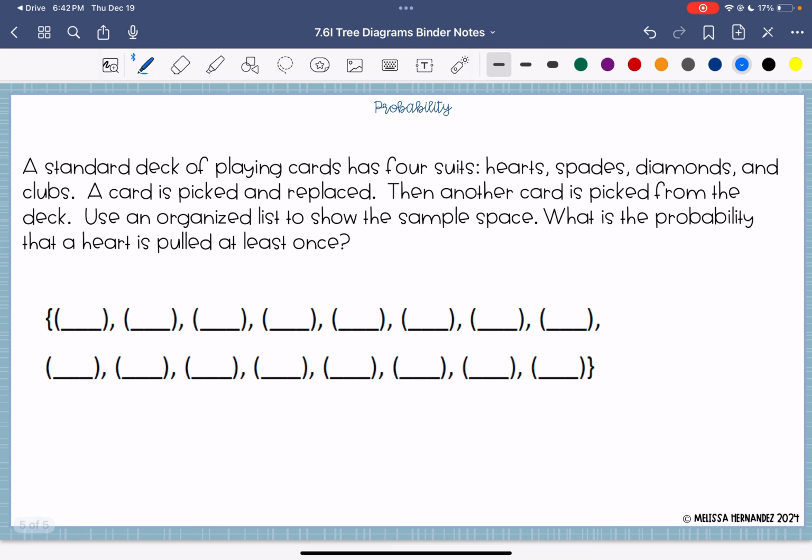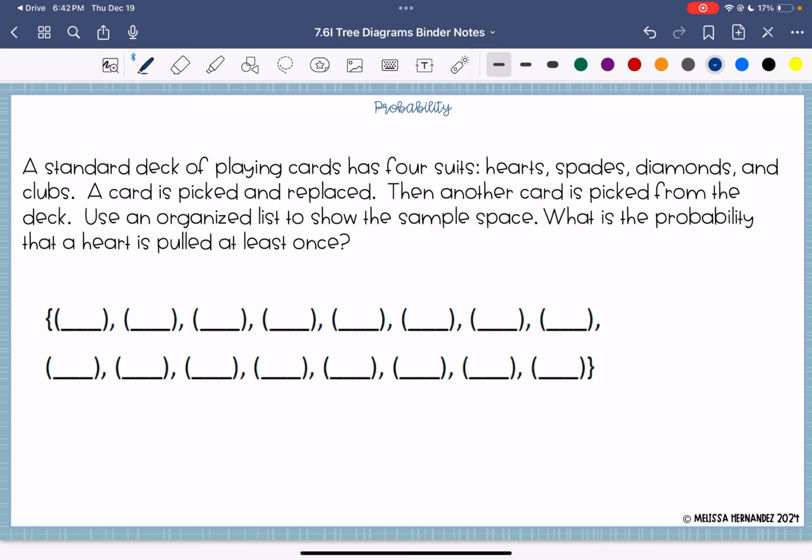So a standard deck of cards, which is very popular for probabilities. A standard deck of cards has 4 suits: hearts, spades, diamonds, and clubs. A card is picked and replaced. So in other words, the first event doesn't affect the second event because you're putting it back. And so you get a standard deck of cards, 4 suits, 52 cards in a deck. What's the probability of a heart pulled at least once? Tree diagram also works here. However, an organized list is probably easier, more user-friendly.